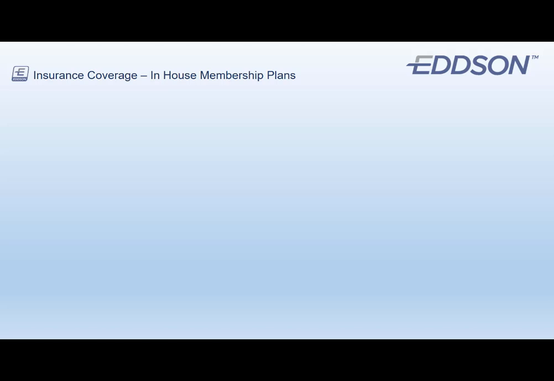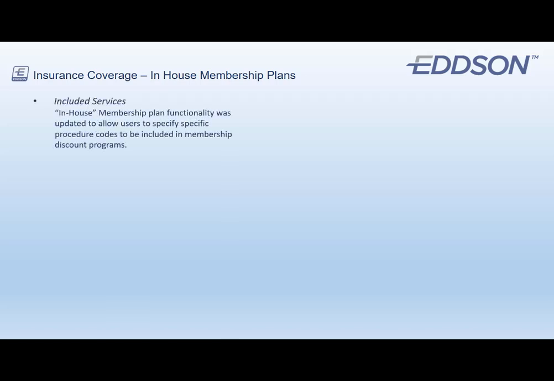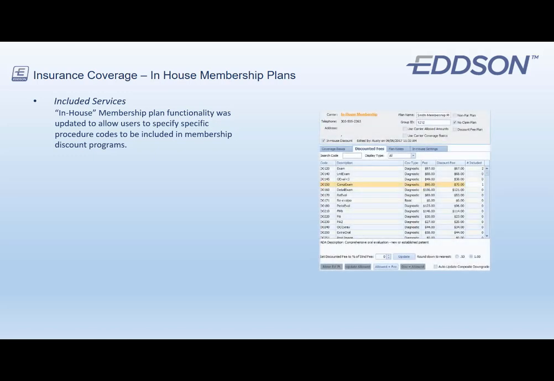Another area of insurance coverage to review is in-house membership plans. First, we've added an included services feature. This feature allows users to set specific codes to be included in the coverage period for an in-house membership plan. Use the number included column on the discounted fees tab to set the number of services allowed.